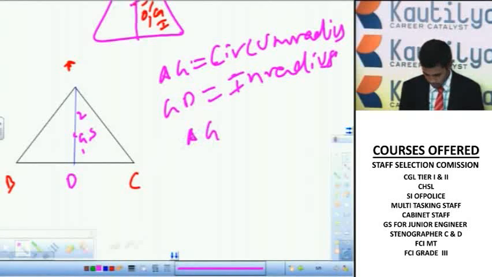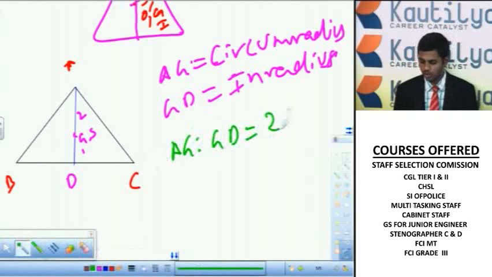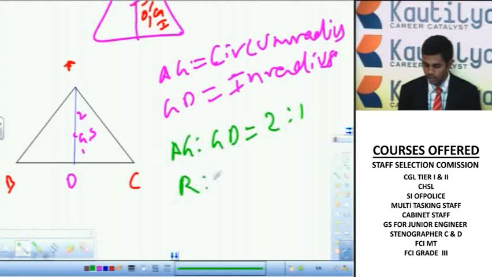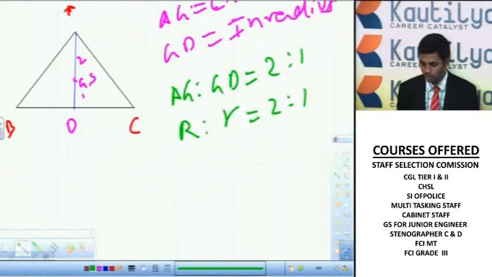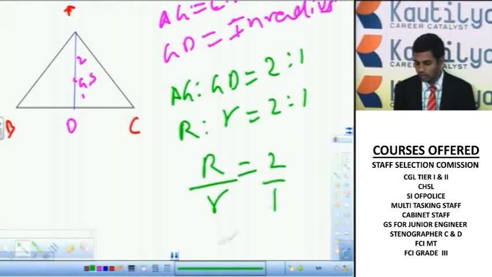AG to GD is nothing but 2:1, that is, the centroid divides in the ratio of 2:1. We also know that AG is the circumradius and GD is the inradius, so it will also be in the ratio of 2:1. So in an equilateral triangle, the ratio of circumradius to inradius will be nothing but 2:1.